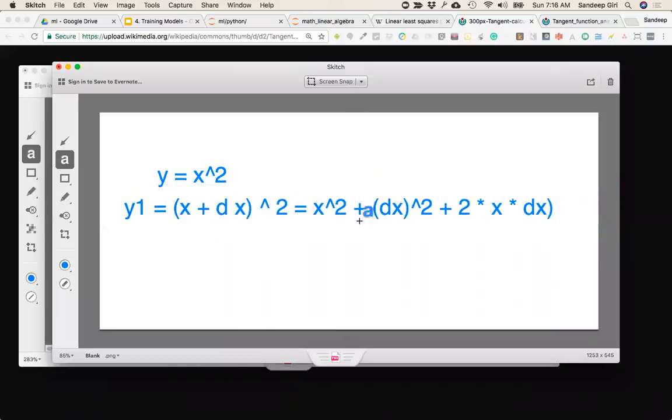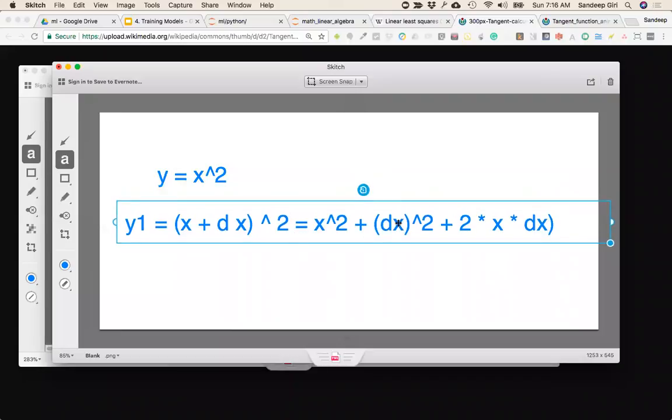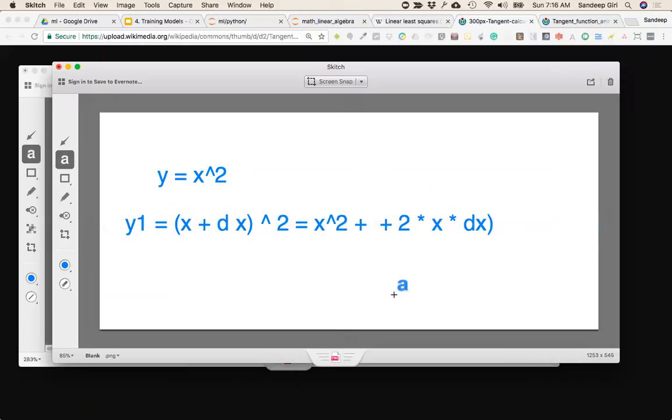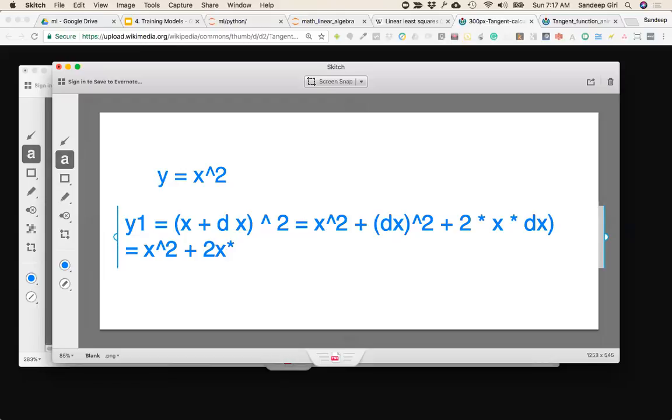Now if we take a look at this equation, we can ignore this particular term because we are saying that delta x is really, really tiny. So delta x square is going to be further more tiny. Okay, so what we do is we convert this into x square plus 2 into x into delta x. All right. So this is the new y.